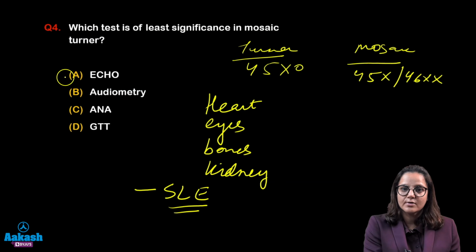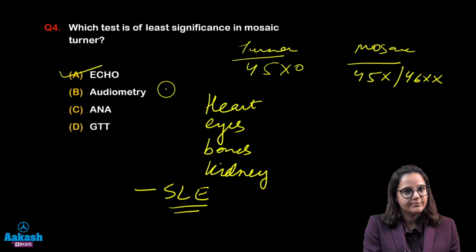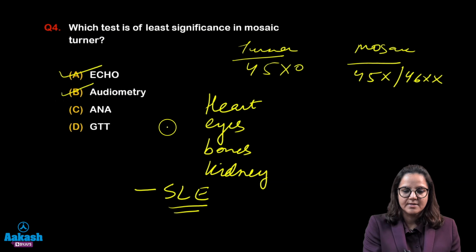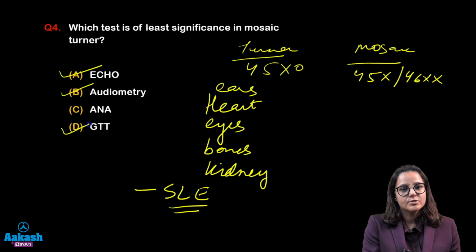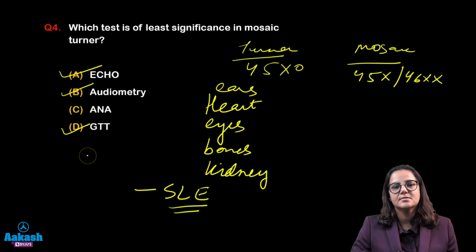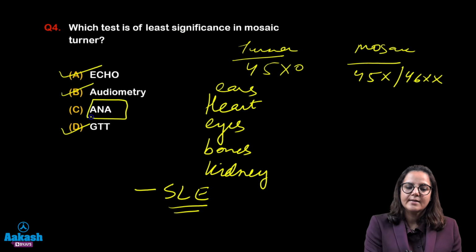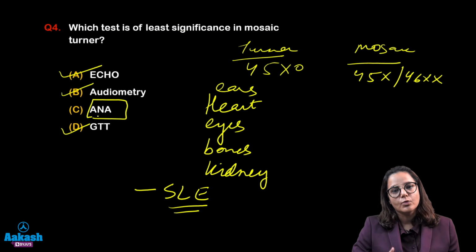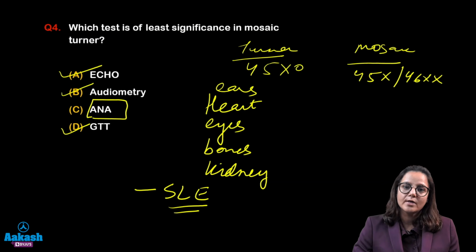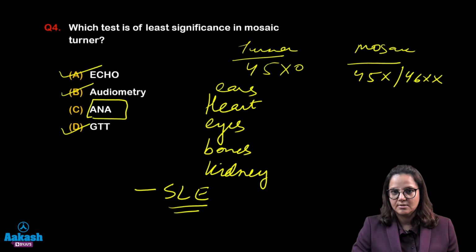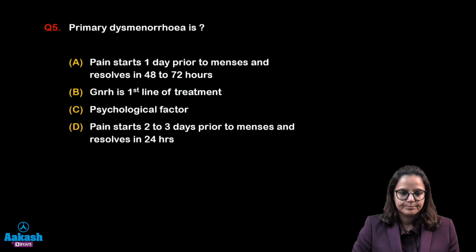Should we get an echocardiography done? Yes, we should get it done because it is affecting the heart. Audiometry? Yes, because it is affecting the ears also. OGTT? Yes, we should get it done because the carbohydrate metabolism also gets altered, and the glucose tolerance test is the best method to detect any abnormality. What about anti-nuclear antibody? Now, anti-nuclear antibody is only done in cases when autoimmune disease is associated with Turner syndrome. They have not mentioned anything like that, so therefore this will be our answer.